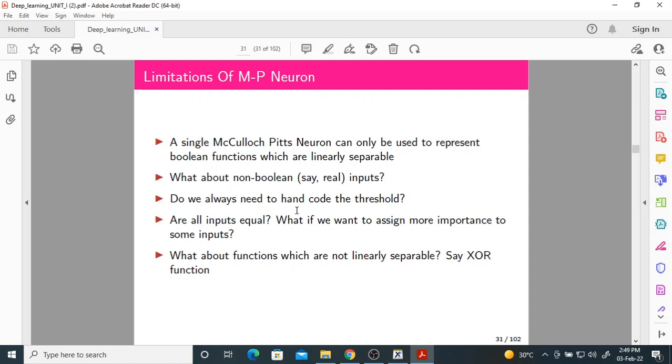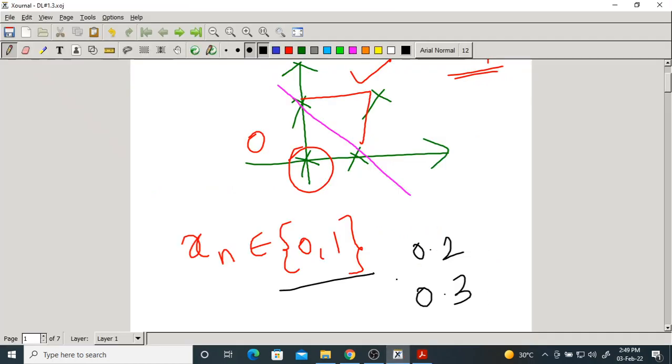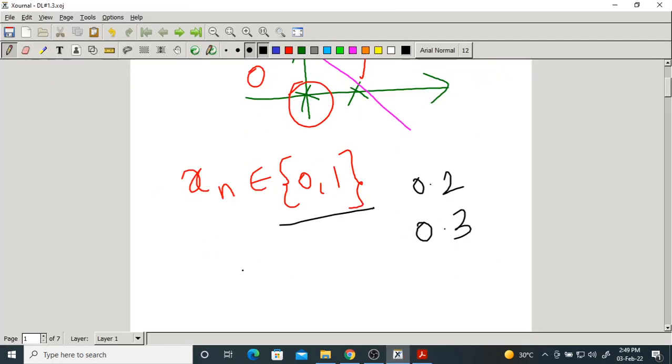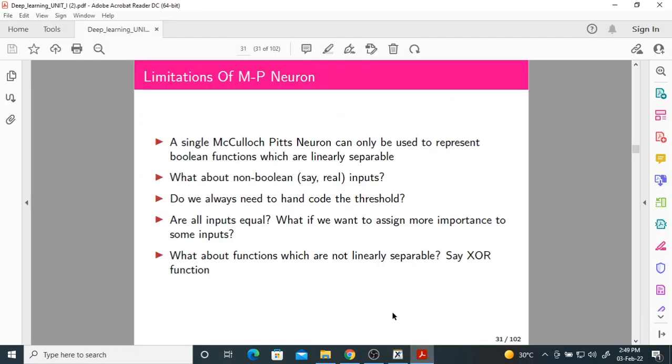Do we always need to hand code the threshold? Here the threshold theta is hand coded, right? We are calculating theta ourselves. Actually we need a mechanism to calculate theta, that is the threshold. Here we hand code it. Hand code means we calculate it ourselves.